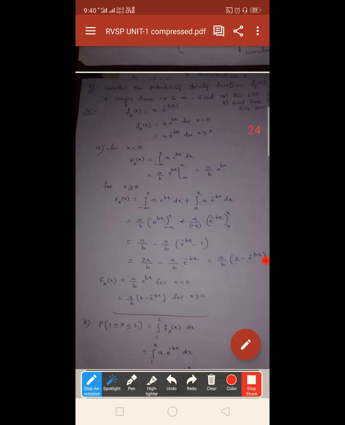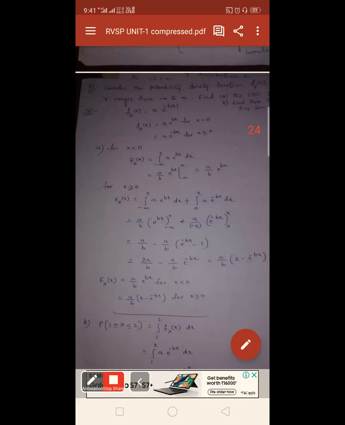So now define the cumulative distribution function for different values of x. Cumulative distribution function capital Fx of x equal to a by b into e power bx for x less than 0. Okay, whereas for x greater than or equal to 0, we have got this expression a by b into 2 minus e power minus bx. That is the expression what we have got for the range x greater than or equal to 0.